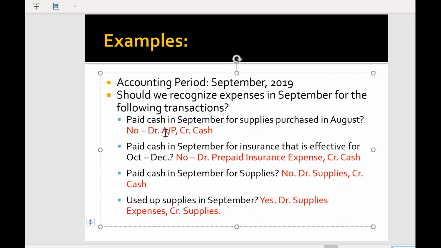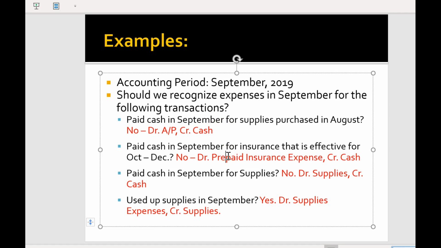We debit accounts payable, credit cash, which means last period in August, when the company purchased supplies without paying for it, the company debited supplies, credited accounts payable. This period, when they pay for it, we debit accounts payable, credit cash. There's no expense here.